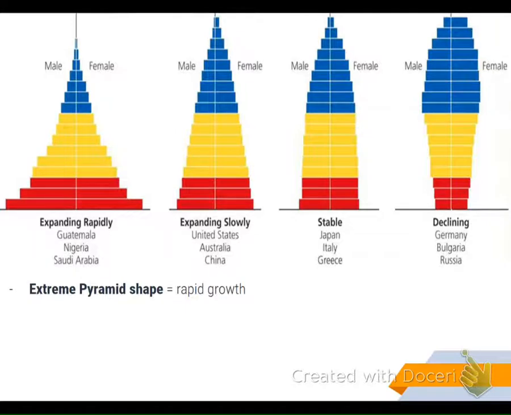For example, with the extreme pyramid growth shape, with Guatemala, Nigeria, and Arabia, there's a huge number of kids, and there's also a huge number of deaths of these kids. On the less extreme pyramid, it's a slow growth. That would be the second one, with the United States, Australia. We are growing, but not as fast as Nigeria, Guatemala.